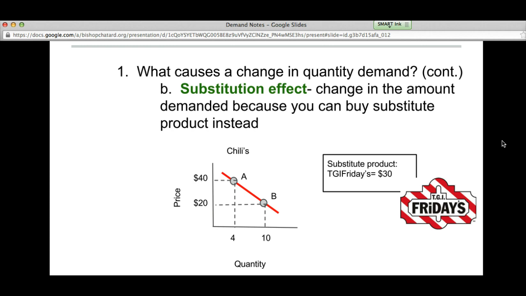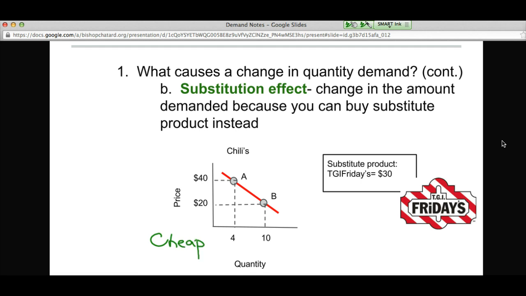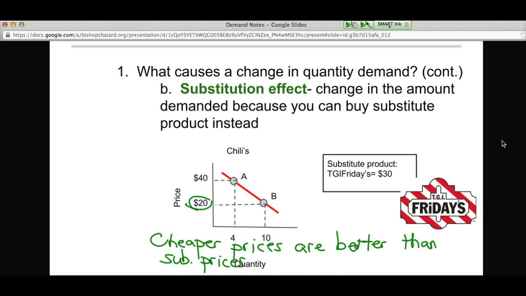So again, all we're doing is we're explaining why we like lower prices. So for the substitution effect, cheaper prices are better than their substitutes' prices. Okay, so we like the $20 price better than TGI Friday's $30 price.